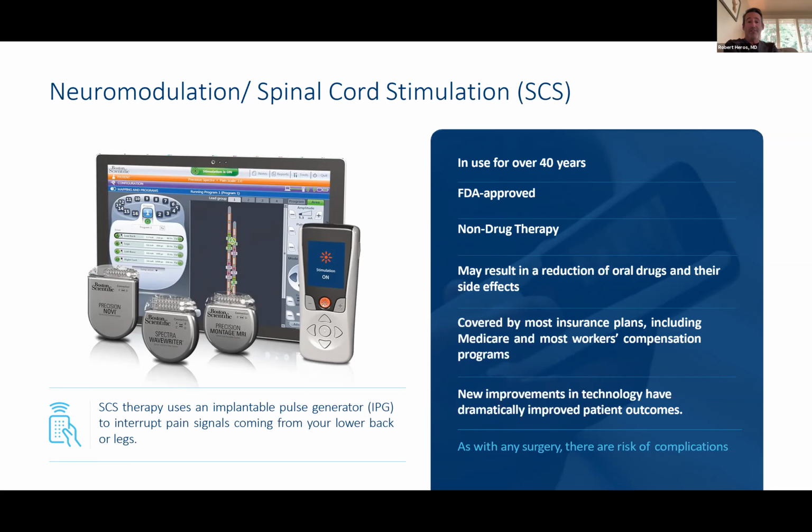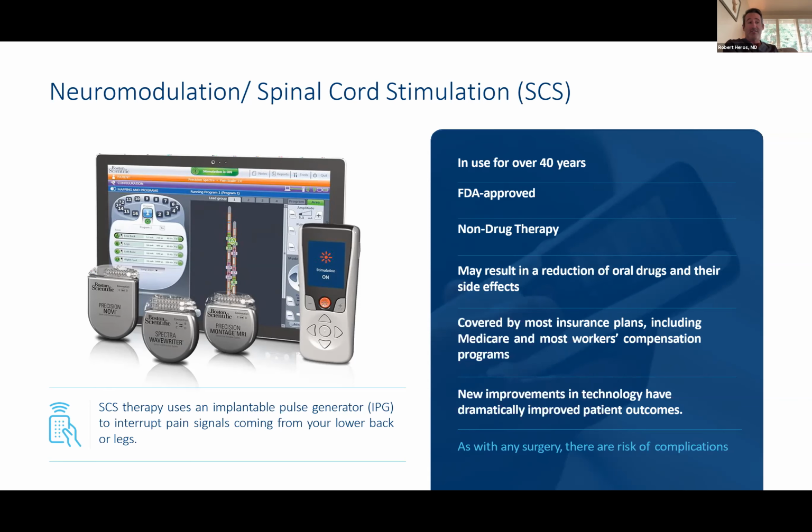And that's one of them. It's not drugs. It's not opiates. It doesn't have addiction or serious side effects. In fact, it can help reduce reliance on opiates and their side effects. So that's a really great thing. Another nice thing about spinal cord stimulation is that it is covered by most insurance plans, including Medicare and workers' comp. Again, it's proven. So for most indications that we have studied it for, it's kind of a known entity. There's not really a big question about it.